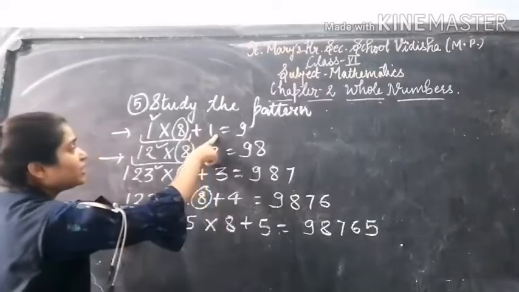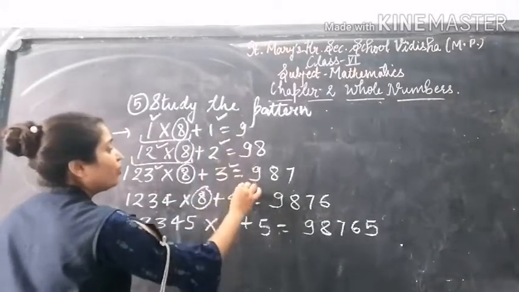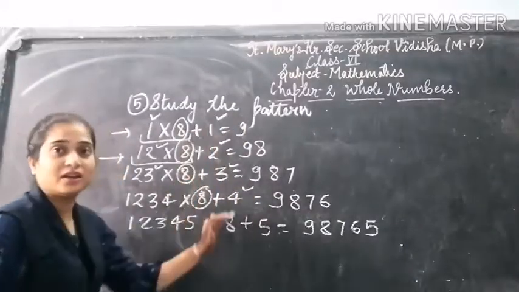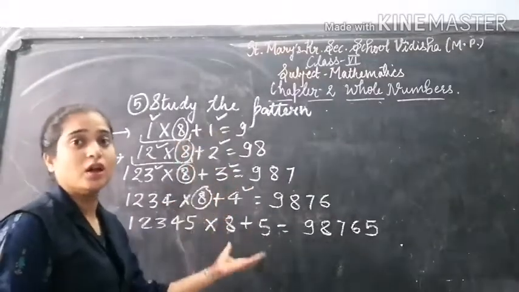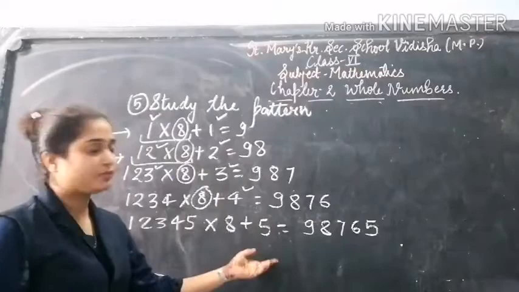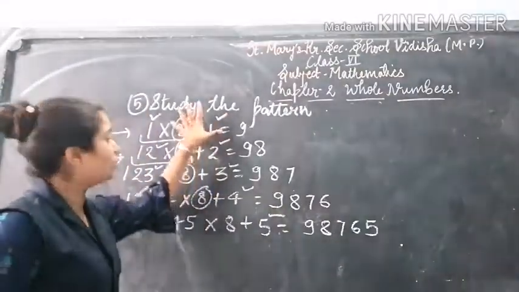Now what are we using here? We are using here 1. Then here 2, 3, 4. It means one number is incrementing. Here 1, here 2, here 3, here 4. Here we are using the numbers in counting order. Here we are using 5. So now the pattern is clear.